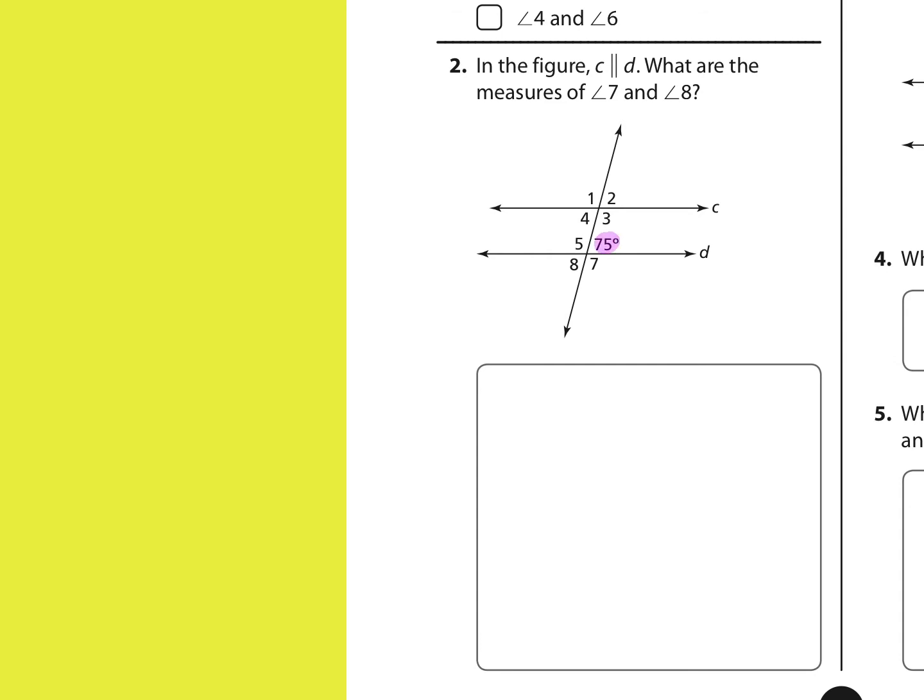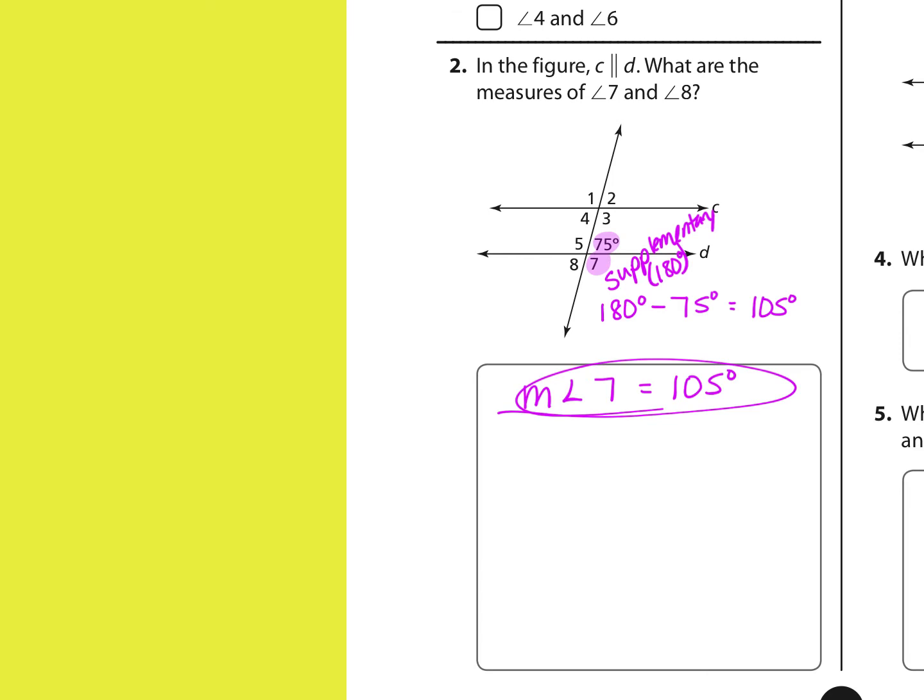So I'm going to start here with angle 7. I noticed that the only angle that is given is 75 degrees, but angle 7 and the 75 degree angle are supplementary, which means they add up to 180 degrees. So I can use that fact and say 180 minus 75 equals 105 degrees. So the measure of angle 7 is 105 degrees.